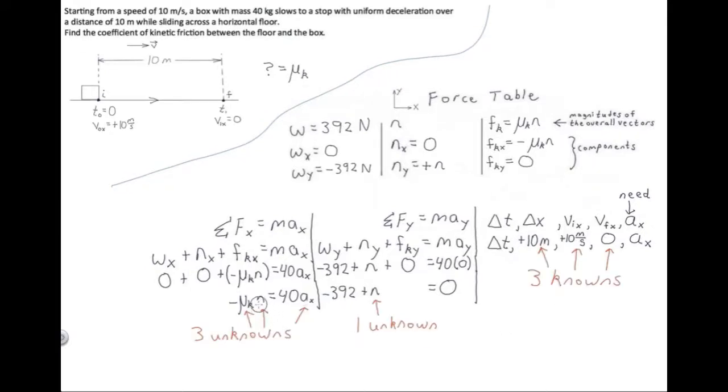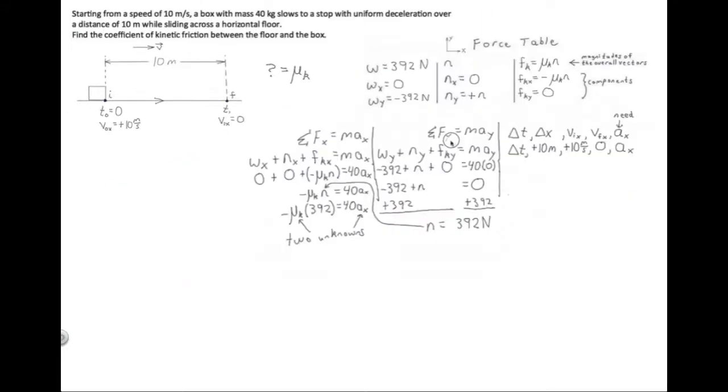Well, there are 3 unknowns in the Newton's second law x equation, so that doesn't look like a great equation to work with first. There's only 1 unknown in the Newton's second law y equation, so it looks like we should probably begin our work on this equation. It's easy to solve the Newton's second law y equation for n, and we discovered that n is 392 newtons.